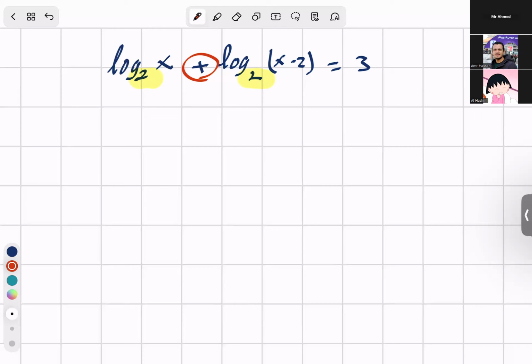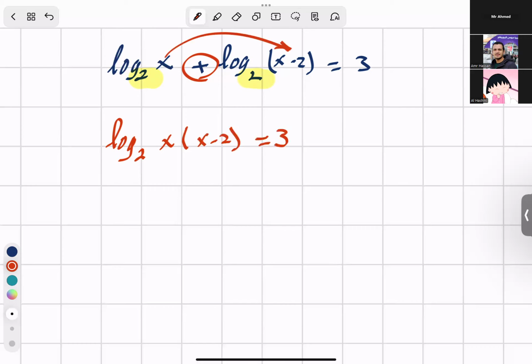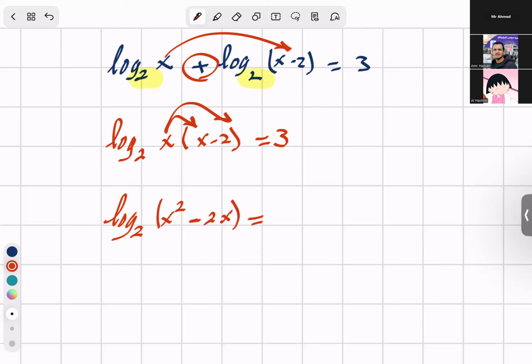Addition is going to be multiplication, so we write log base 2 of x times x minus 2, equals 3, right? And then I need to distribute it first, to get the expansion of it. x times x is x squared, and x times minus 2 is minus 2x, which equals 3.